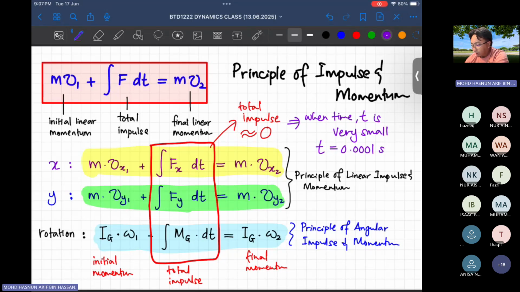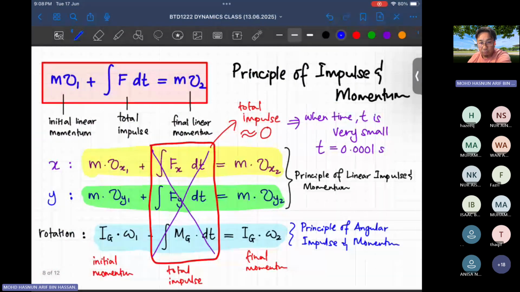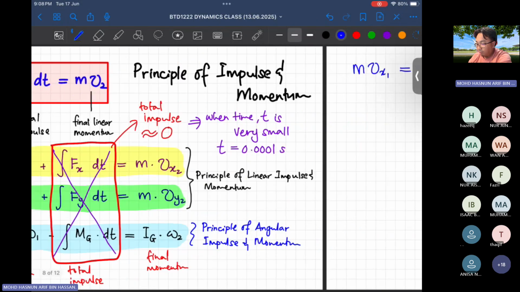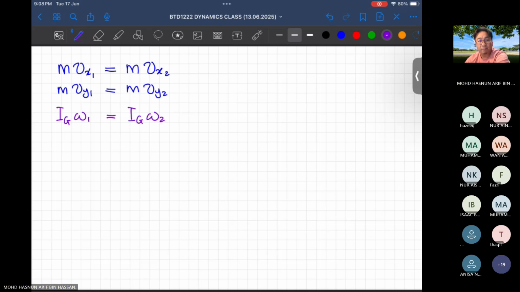So what happens when the total impulse equals zero? The middle part of the equation is gone. So the principle of impulse and momentum becomes mvx1 equal to mvx2, because the middle part is gone. What you have is only initial momentum equals final momentum. So you also have mvy1 equal to mvy2. And for rotation, we have IG omega 1 is equal to IG omega 2, right?